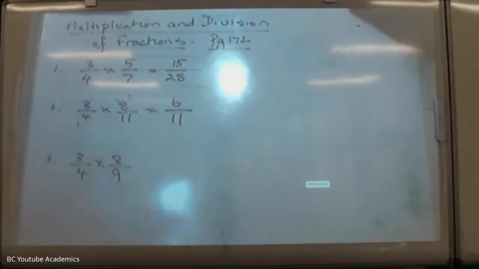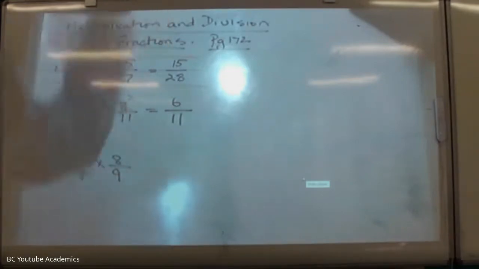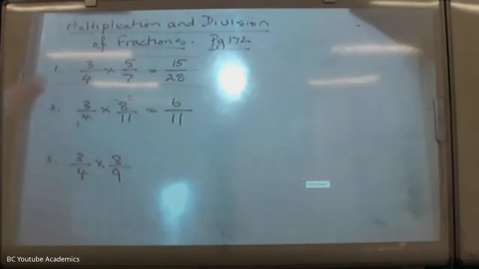So when you multiply fractions together, you must first cancel what you can, top and bottom. Notice that we cannot cancel the 3 and the 8, and we cannot cancel the 4 and the 11, but we can cancel the 4 and the 8. If this had been a 30 at the top, I could have cancelled a 2 into the 30 and a 2 into the 4. You cannot cancel numbers which are in the same line. You can only cancel top and bottom. So there's my final answer, 6 over 11.